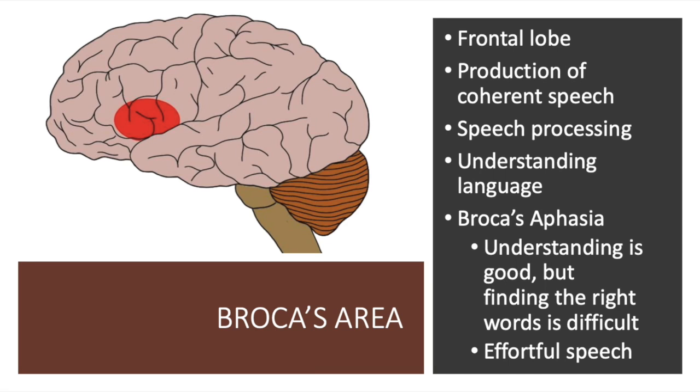An individual with damage to this area has something called Broca's aphasia, which is speech that requires effort and is slow and drawn out due to difficulty with the words they want to communicate. I'm going to show a video of a stroke survivor who has Broca's aphasia, and so you can notice his impairment in speech.